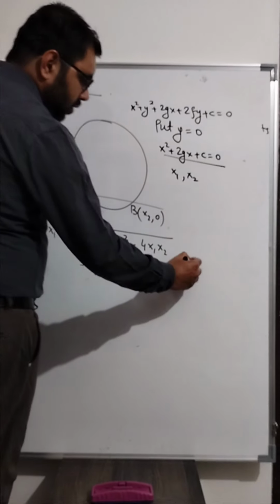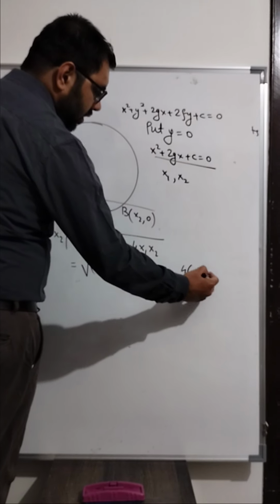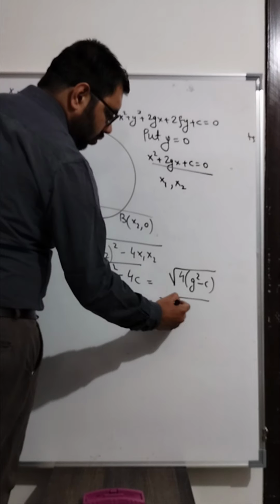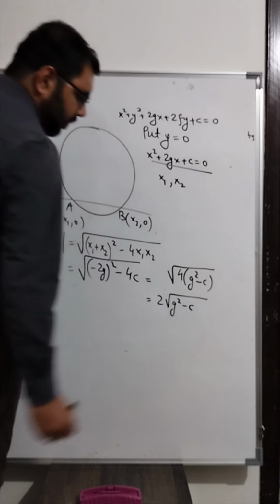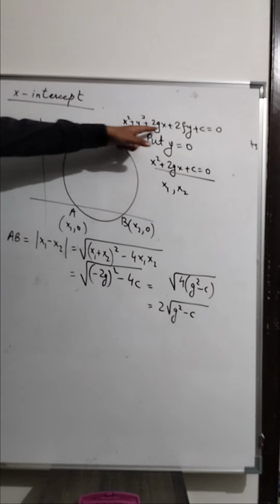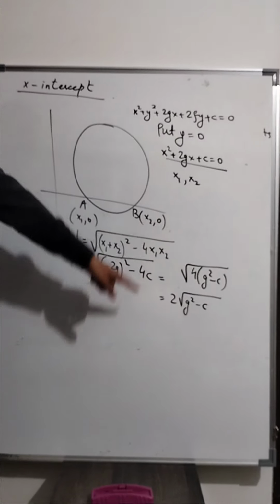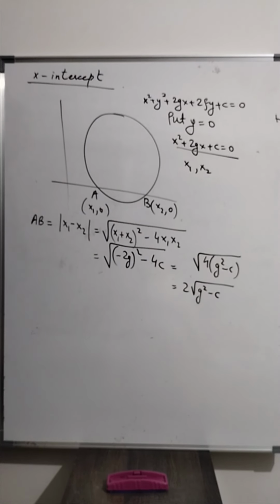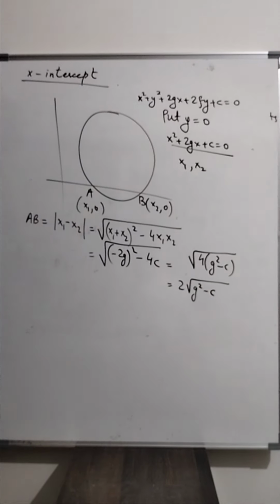So 4g square minus 4c, complete square root of that. Root of 4 will become 2. So this is 2 root g square minus c. Whenever we want to find the x-intercept for a circle whose equation is given in general form, we can directly apply this formula 2 root g square minus c to find the x-intercept.